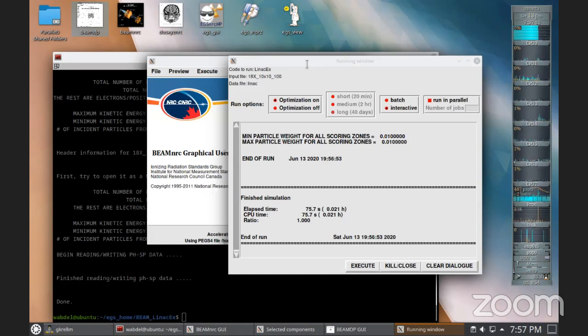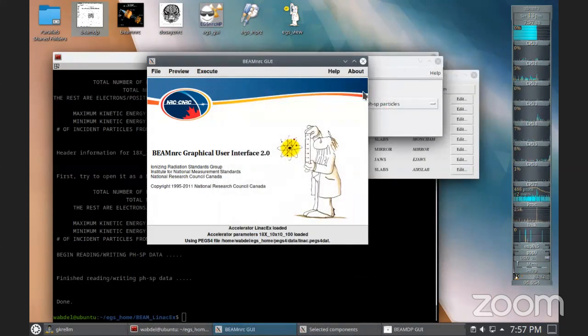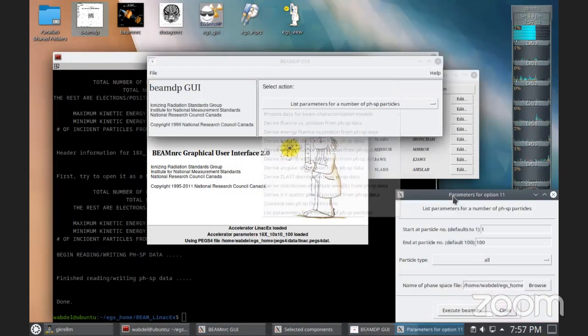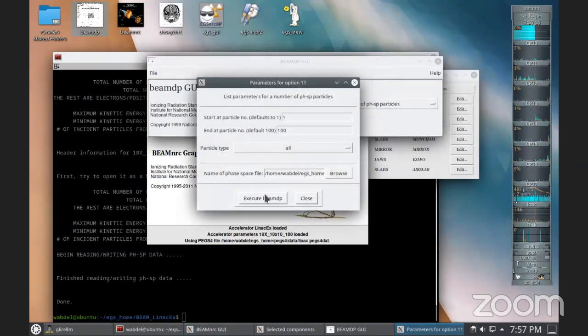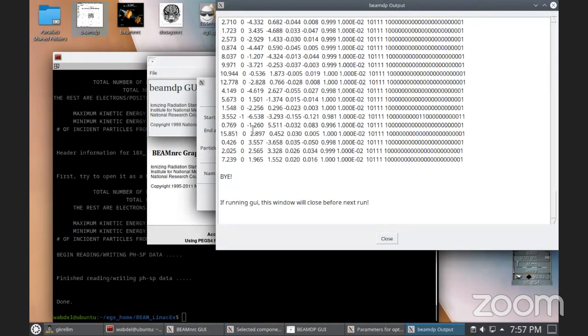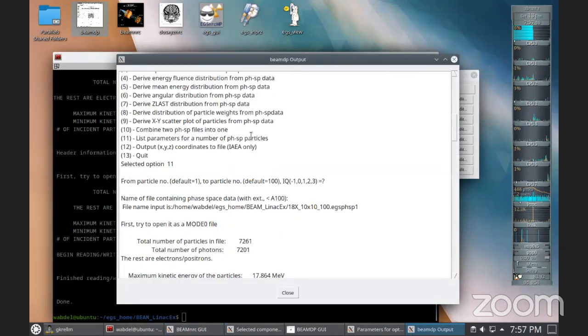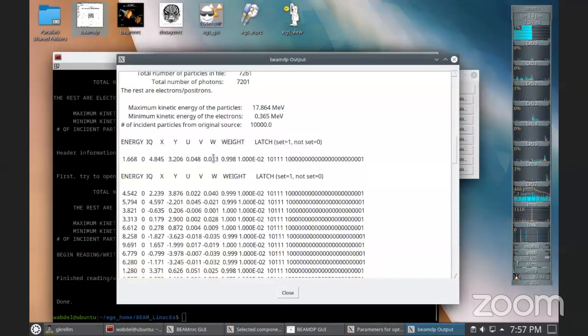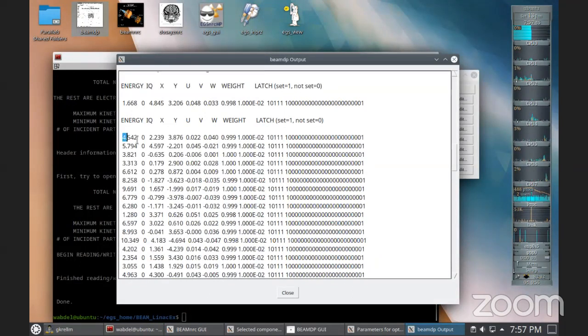What's that? Energy? Okay, let's open this phase space file and let's see what that is. These parameters. Okay, execute. Okay, so these are the energies. So now we have 7,000. Okay. Nice. So this is the energy. This is the total energy of the particle. It is the energy of the photon. Of the particle, because you can have electrons. Okay. This particle is a photon because this is the charge of the particle.